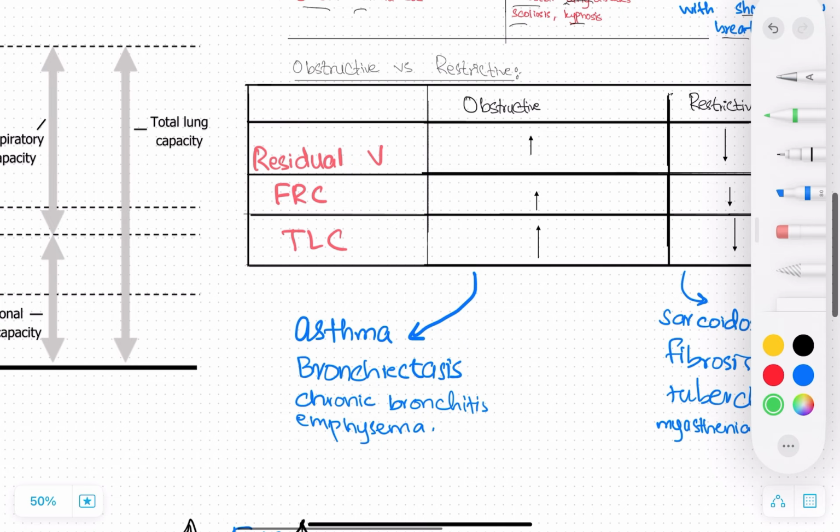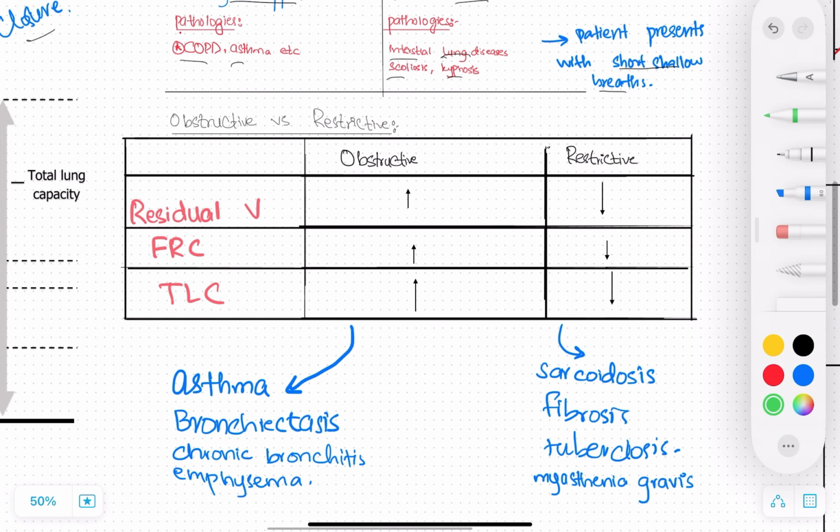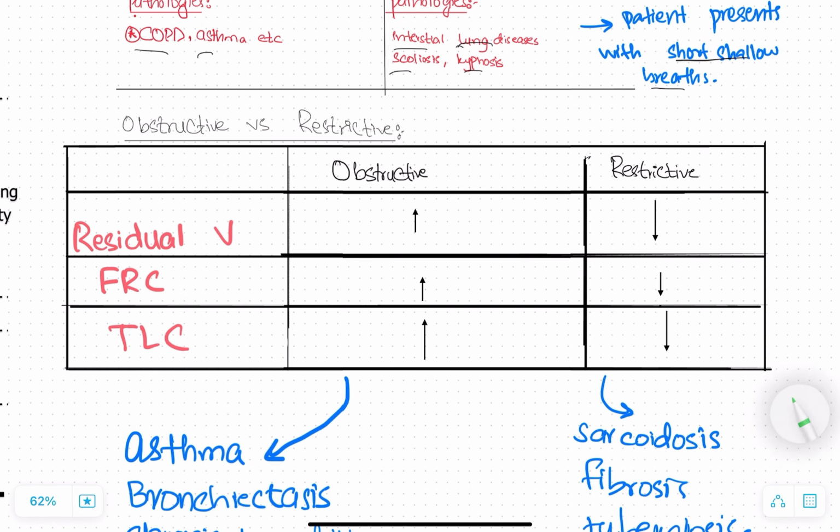Now let us discuss what happens to the residual volume in obstructive and restrictive lung diseases. As we have discussed earlier, in obstructive lung diseases, the patient has an issue getting the air out of the lungs. So the patient already has an issue in getting the air out of the lungs, and here the residual volume would increase.